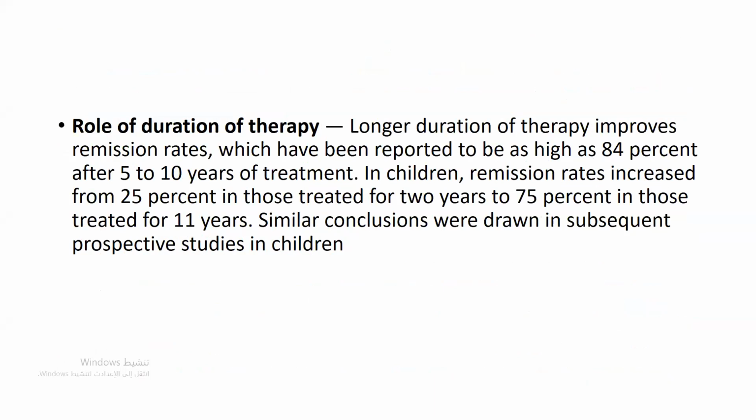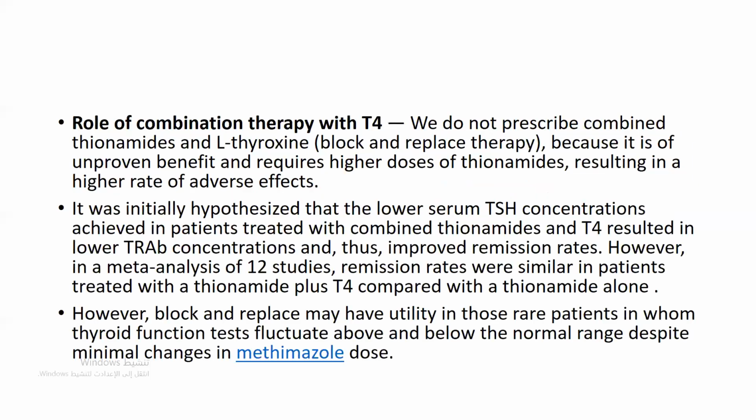What is the role of duration of therapy? Longer duration of therapy improves remission rate. This is usual in any autoimmune disease, which has been reported to be as high as 84% after 5 to 10 years of treatment. In children, remission rate increased from 25% in those treated for 2 years to 75% in those treated for 11 years. Similar conclusions were drawn in a subsequent prospective study in children.